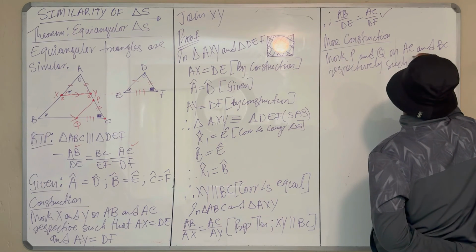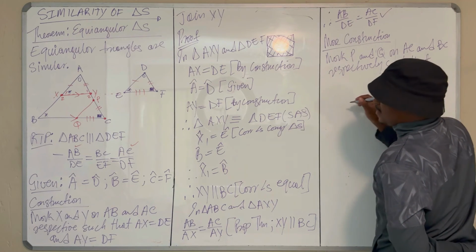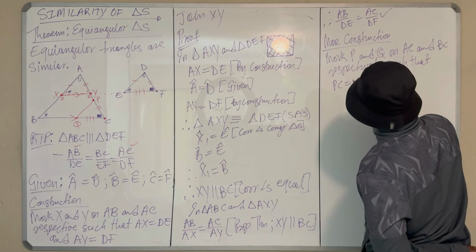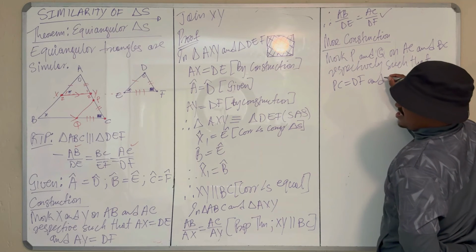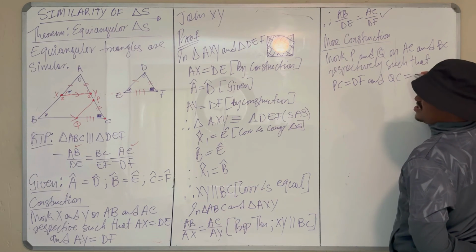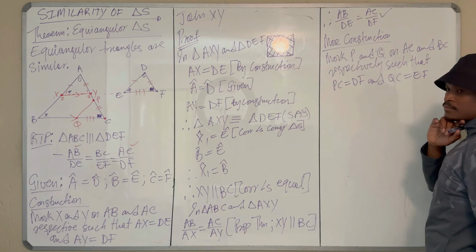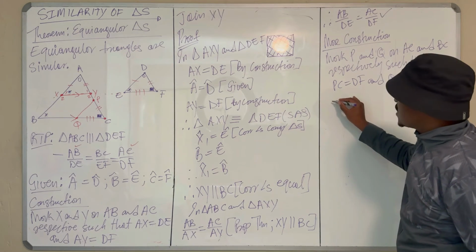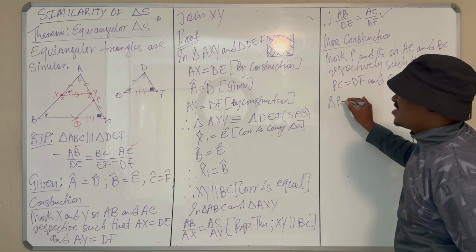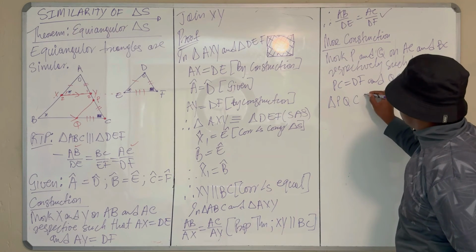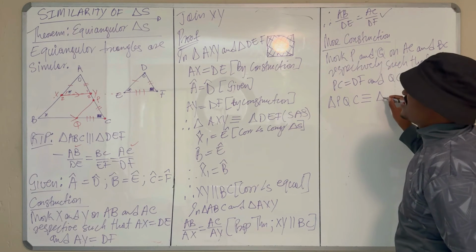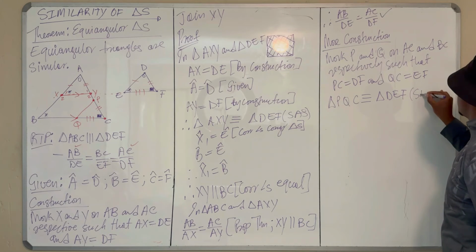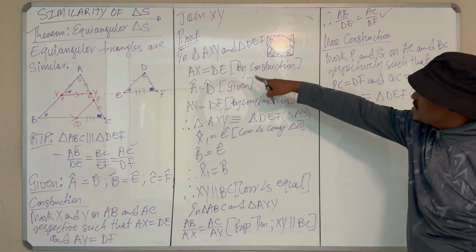Such that your PC is equal to DF and QC is equal to EF. Are you happy with that? Yes. If you do that, continue and say, you will see that triangle PQC is congruent to triangle DEF by side, angle, side. Same stuff as this. Yes.